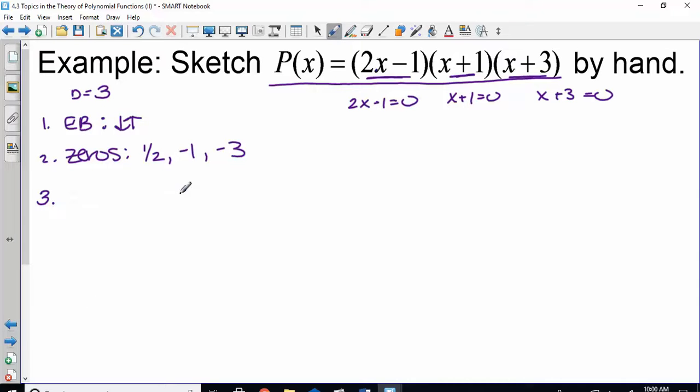Then we are going to decide if the graph will bounce or go through at each of these. You need to tell me each one individually. So that is based off the multiplicity. All of these have a multiplicity of what?